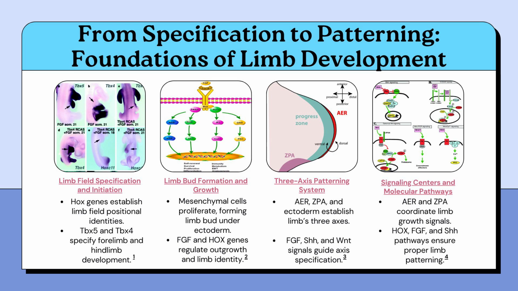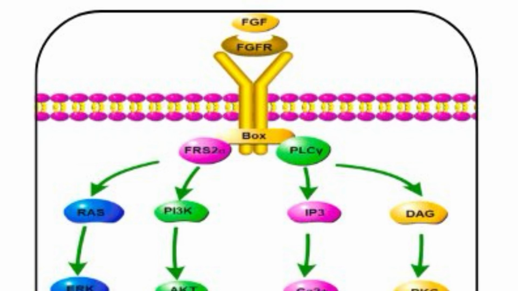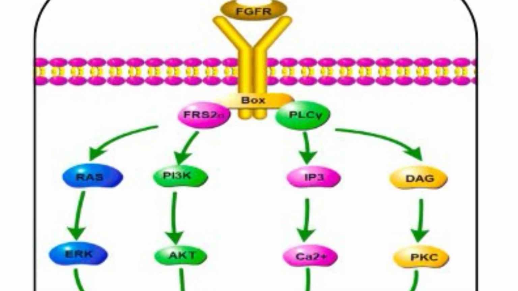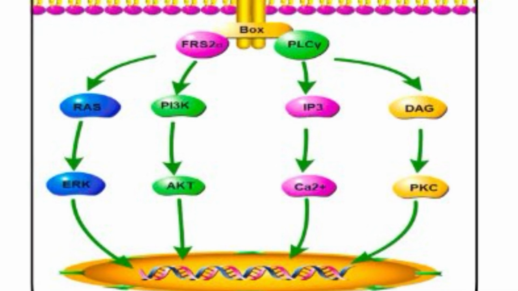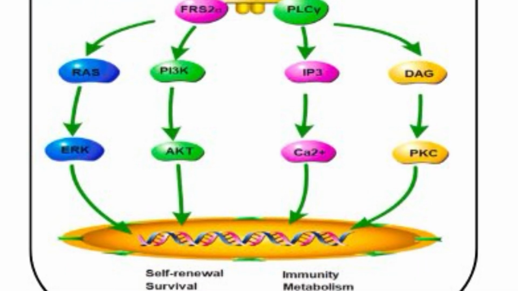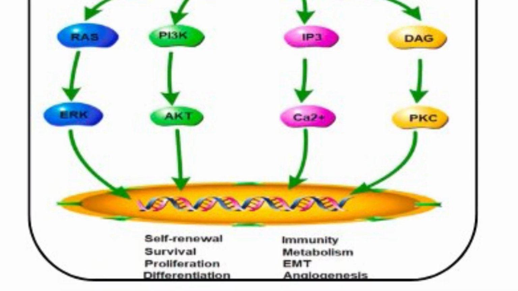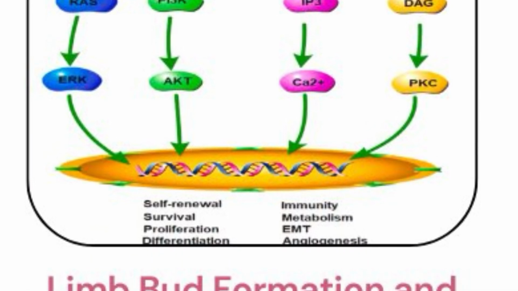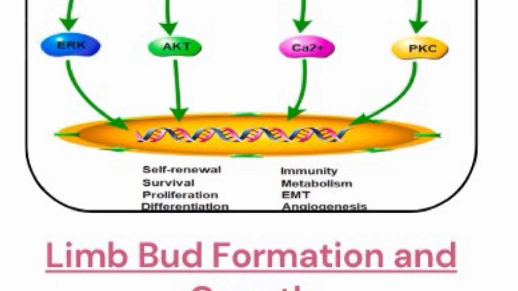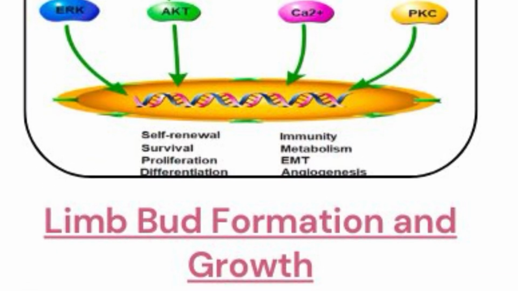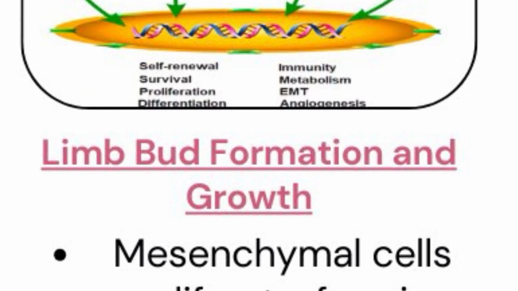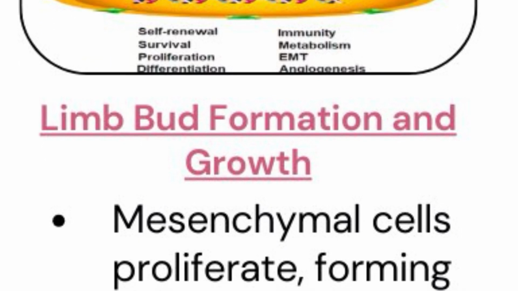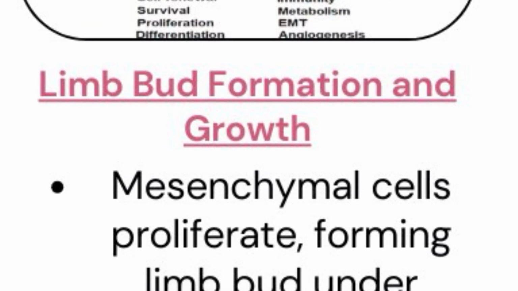After specifying limb fields along the embryo's anterior-posterior axis, limb bud formation begins the next essential stage in human development. This process starts around day 26 for upper limbs and day 28 for lower limbs. Mesenchymal cells from the lateral plate mesoderm proliferate rapidly, forming a distinct bulge under the overlying ectoderm. FGF10, secreted by the lateral plate mesoderm, serves as the primary signal for limb bud initiation, establishing a critical feedback loop with FGF8 expressed in the induced ectoderm.